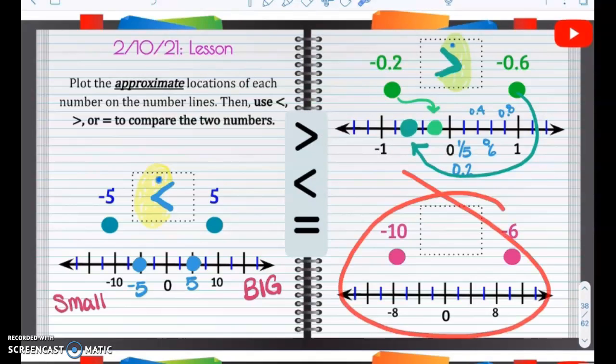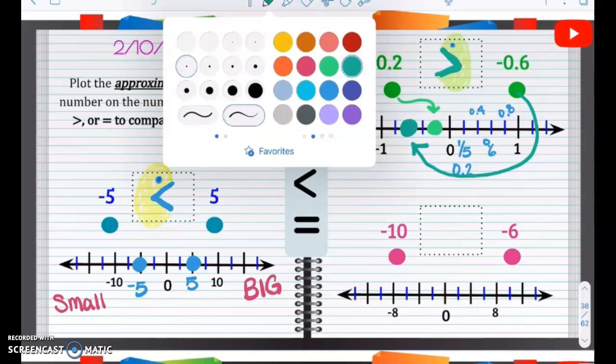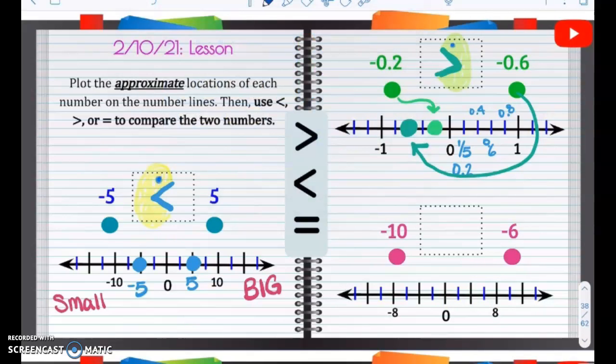Let's take a look down here a little bit better. So we have 0 here, we have a space, and then we have 8. So in between 0 and 8 is going to be, let's see here. In between 0 and 8 is going to be 4. So in between 0 and 4 is going to be 2. So each is going to be 2. So 2, 4, 6, 8, 10, 12. Same thing in the negative direction. -2, -4, -6, -8, -10, -12, -14.